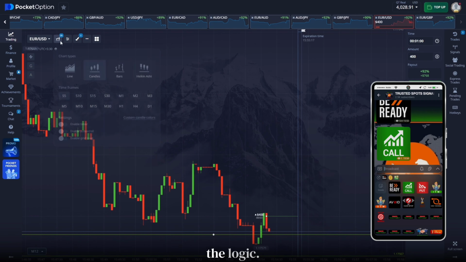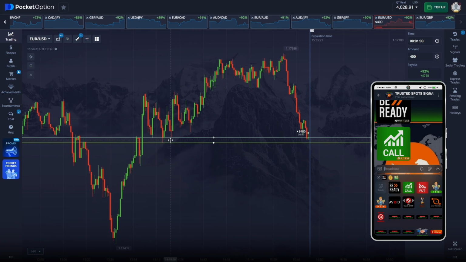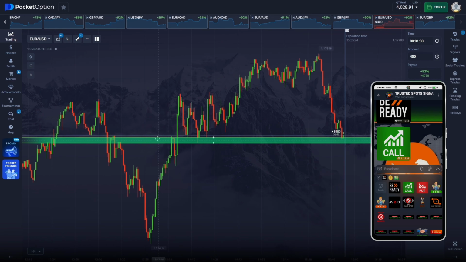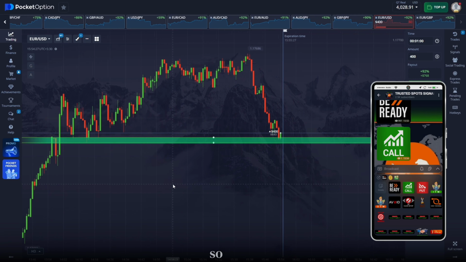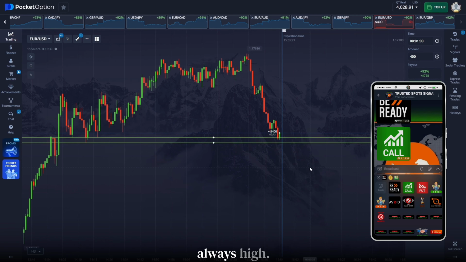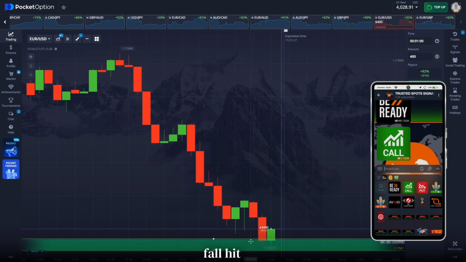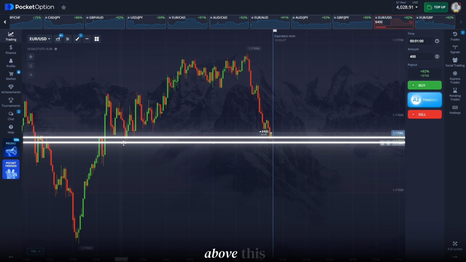Let's understand the logic. It's the same trading strategy. You can see we have this clearly visible support level. Previously, it was working as a resistance, and now it is working as a support. So if the price does not break the support level, chances of reversal are always high. The price fell, hit the support level, got rejected back, and the closing is above this support level, which means there is no clear breakout. And if there is no clear breakout, we can expect a reversal if on the 5-second chart we have strong confirmation.